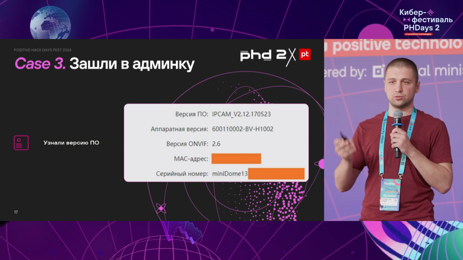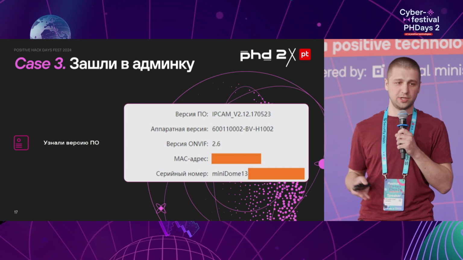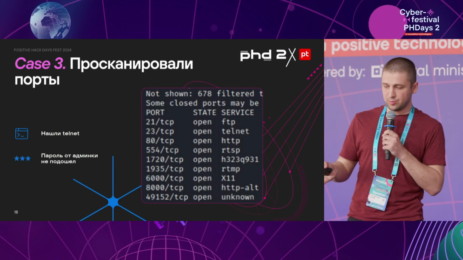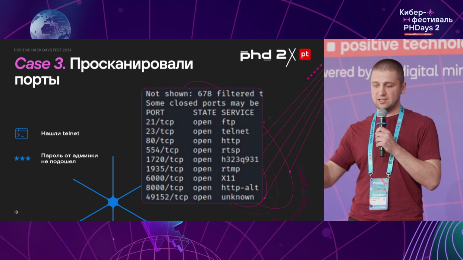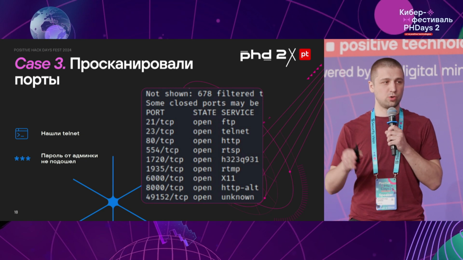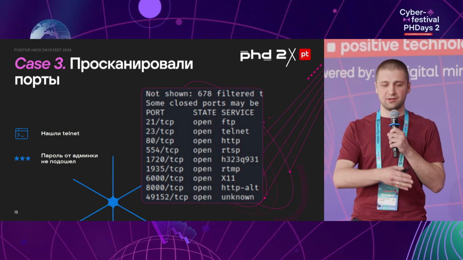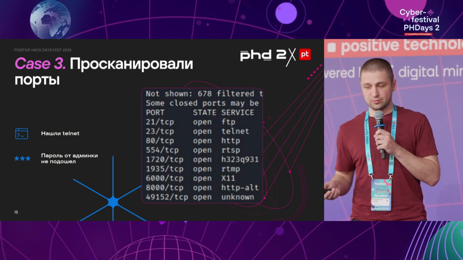The only useful thing that we can find there is the IP camera model, to Google information on the specific model. We scan it with Nmap, we see that Telnet is available, and the Telnet password is not the same as that of the web interface. In other words, in case 1, we were lucky because the passwords were the same. This time, it's not the case.